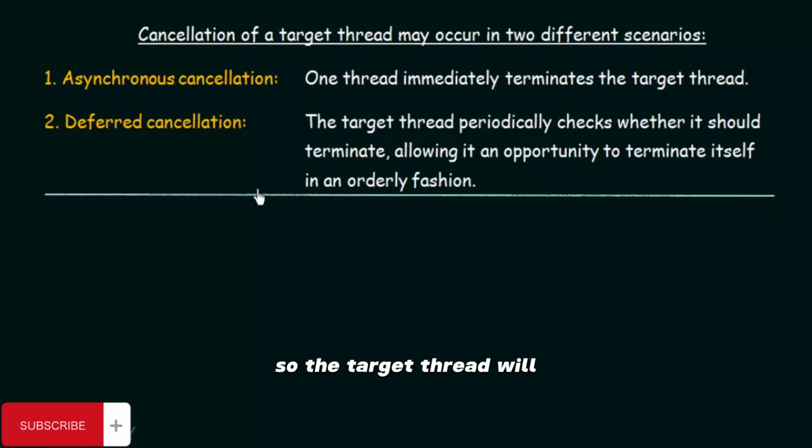So the target thread will periodically check whether it should terminate, and hence that allows it an opportunity to terminate itself in an orderly fashion. So here we can say that the thread is having some power. It will not be canceled directly by any other thread, but it will cancel itself in an orderly fashion after making sure that it can be canceled. So that is what we mean by deferred cancellation.